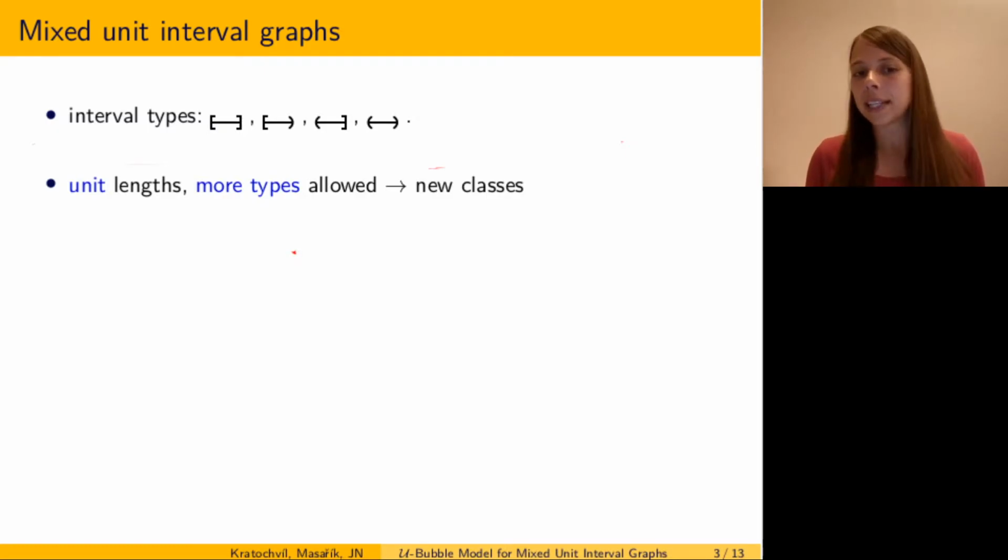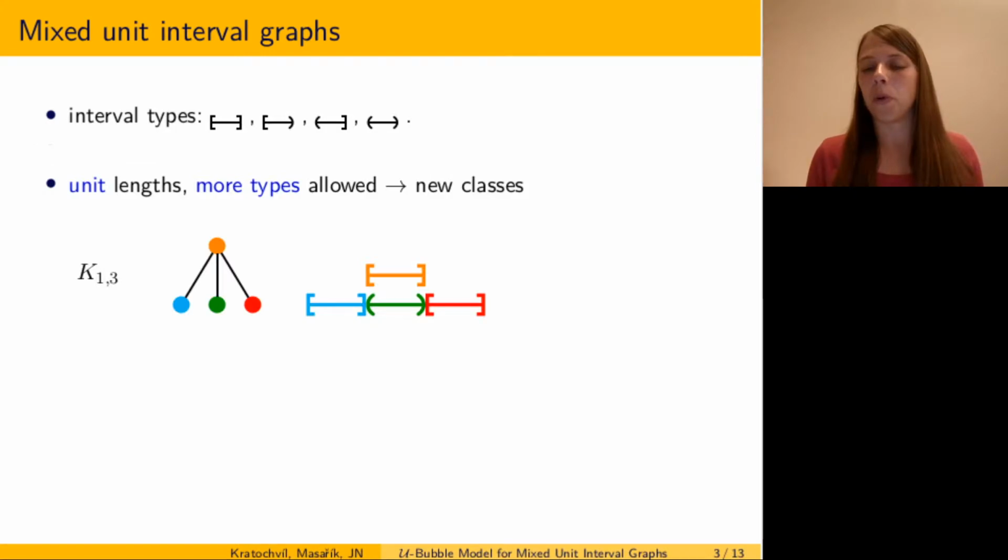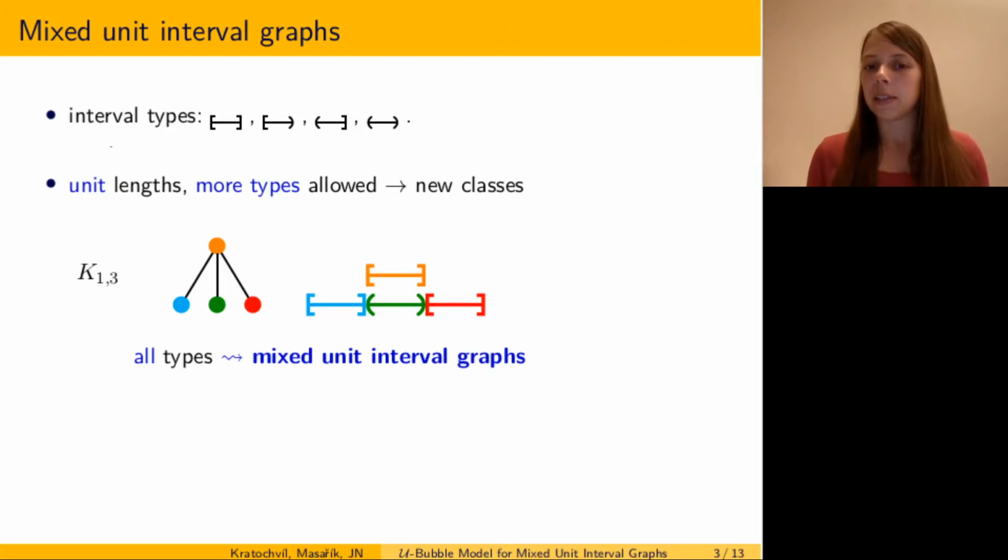So for instance, if we are allowed to use both open and closed intervals, we can get a unit interval representation of a CLO, as you see in the picture. The biggest class among such graph classes, so the one allowing all types of unit intervals, is called mixed unit interval graphs. And this is the class we care about in our paper.